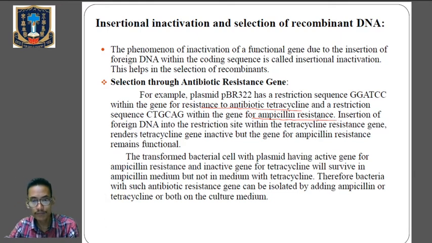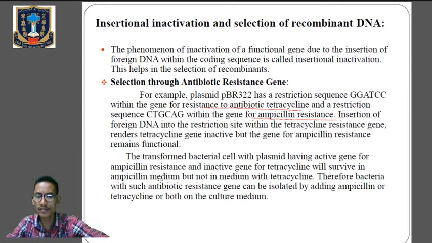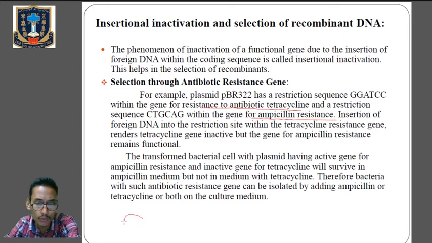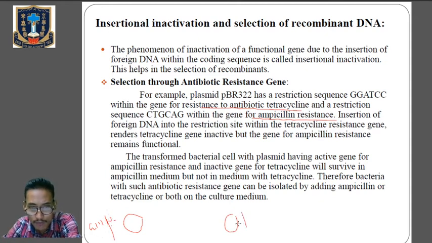In order to identify the transformed bacterial cells and the non-transformed bacterial cells, we will take two culture plates. In the first culture plate we'll put the antibiotic ampicillin, and in the second culture plate we'll put tetracycline. Sorry for the mistake over here.